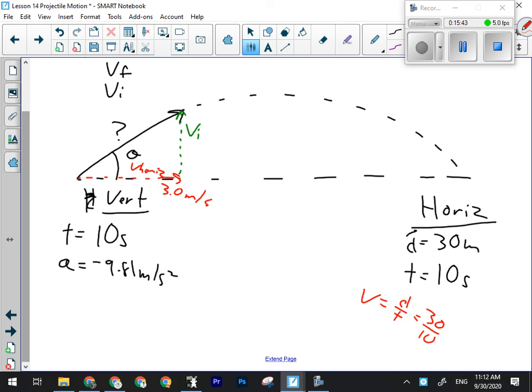And it doesn't look like I have enough information to do it, except if I remember one thing. If this is my launching velocity, and this is my impact velocity, and they're level, the two velocities are equal but opposite. Okay, so here's what I want to do then. I want to look at this formula.